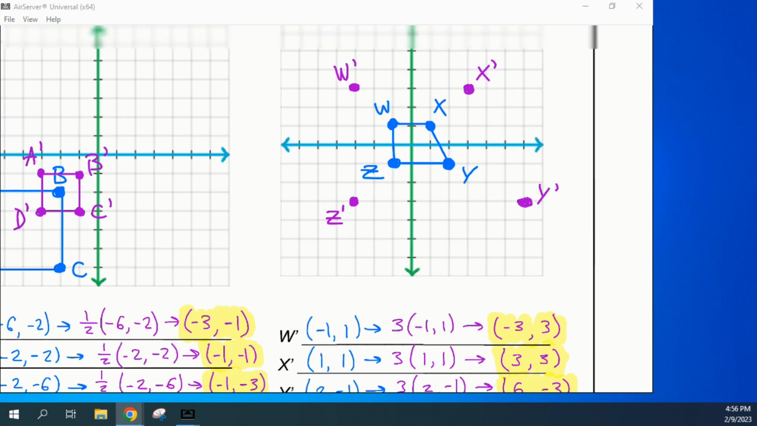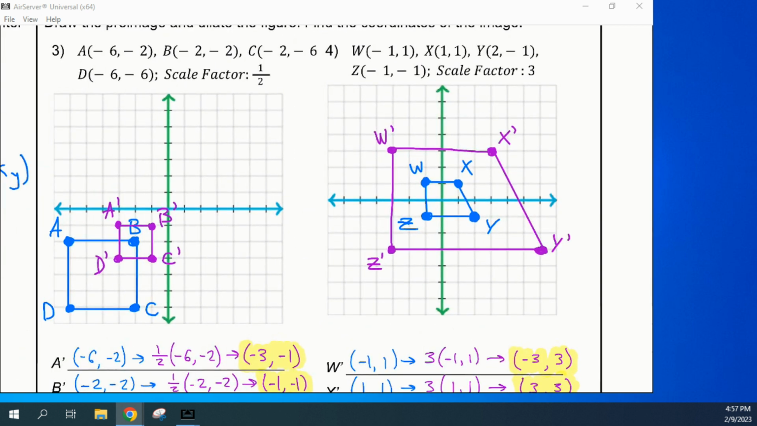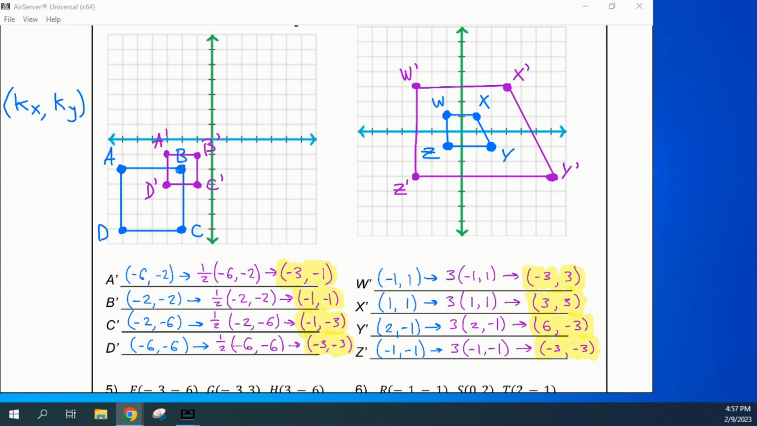Connect your dots, and if we did everything correctly, we should have just a larger trapezoid. There we go. Okay. I know this line's not straight, sorry. That's not much better, but that's okay. All right, so that's kind of how this works. Again, it looks like a lot of work, all right?